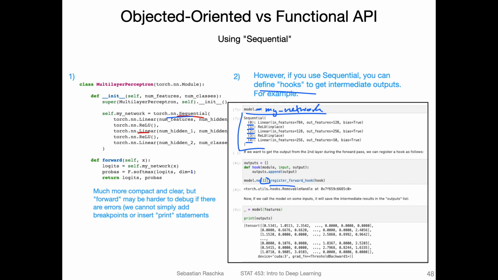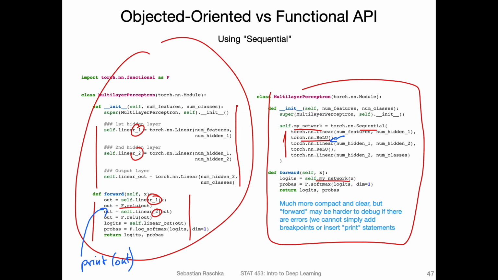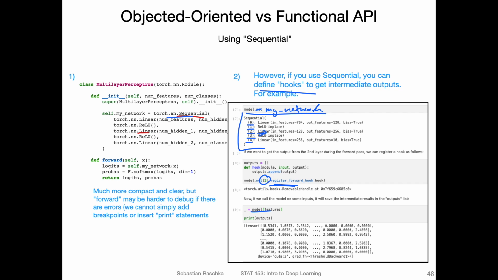If I want to see the output after this linear unit here, I can access it and register this forward hook. It's a little bit weird. But then when I call the model, it will print the output here, the result that comes after this layer. Instead of inserting this print statement, I have to register this hook. You can see this is actually more work. So sometimes it can be a little bit more cumbersome to use the Sequential API.